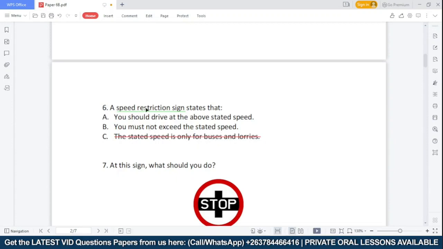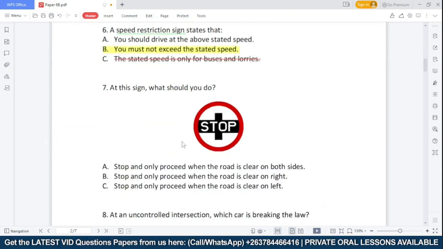So we look at this one. What we need to understand is that we are looking at a speed restriction. From the word restriction, it is restricting the speed of vehicles. Which leaves us with A being wrong, because it says you should drive at the above stated speed. The stated speed on the speed restriction sign means that you must not exceed the stated speed. So the correct answer for a speed restriction sign is B. You must not exceed the stated speed.